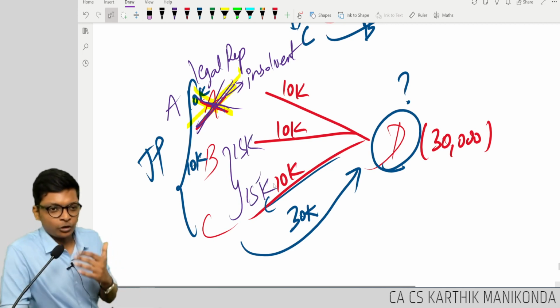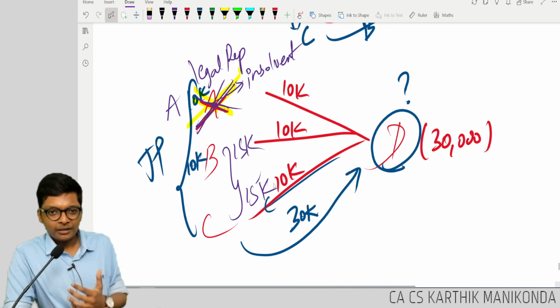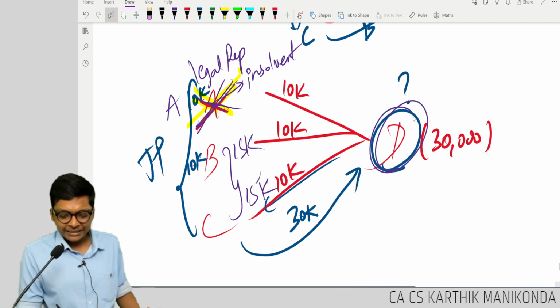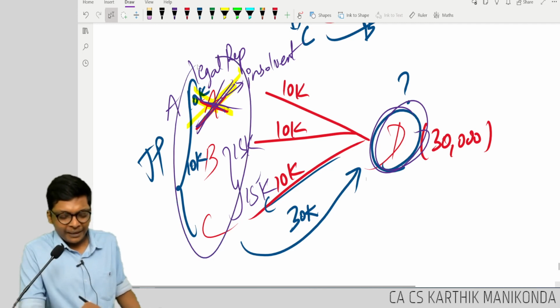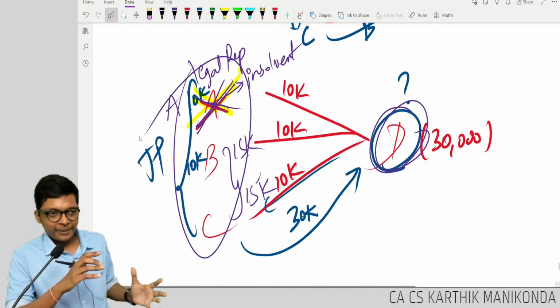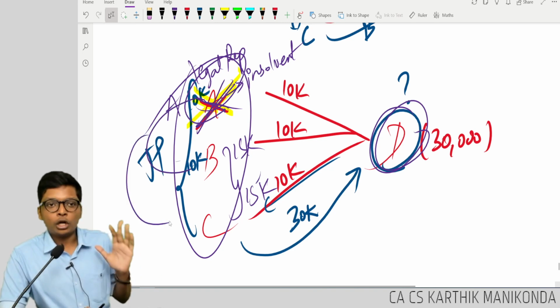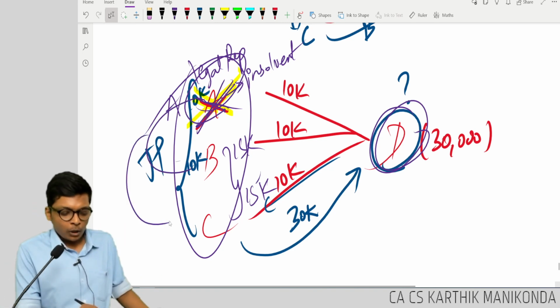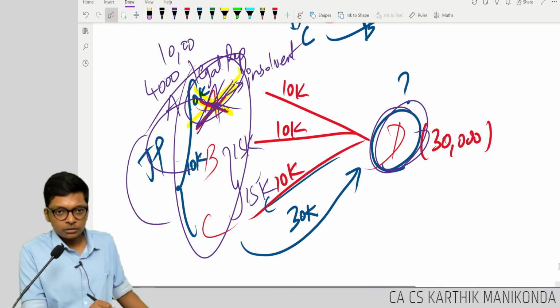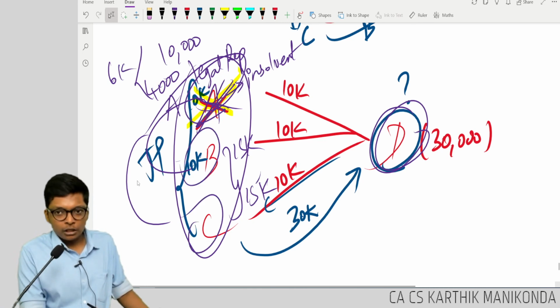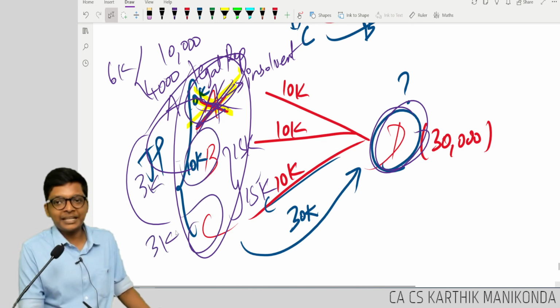Many times they have asked this, I don't know why the examiner likes joint promisor. He keeps asking it again and again. In simple terms, D can claim money from everybody. These parties should share the payment. If somebody becomes insolvent, then the other parties will share the loss. Are you following, guys? What if A paid 4,000 rupees out of 10,000? Then how much is the loss? B and C will share it in the ratio 3 and 3.